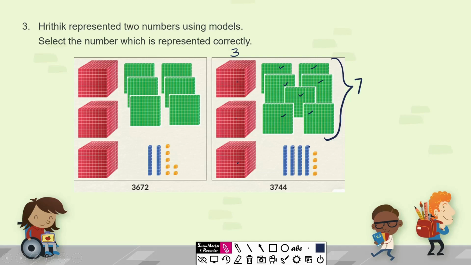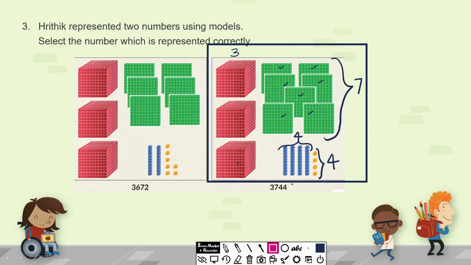Now, how many rods we have? 1, 2, 3 and 4. 4 rods means how many tens? Very smart. 4 tens. Now tell me how many blocks? 1, 2, 3 and 4 blocks we have. So, yes, 4 ones. Very good. Smart kids. So, the number represented by this model is, tell me quickly.